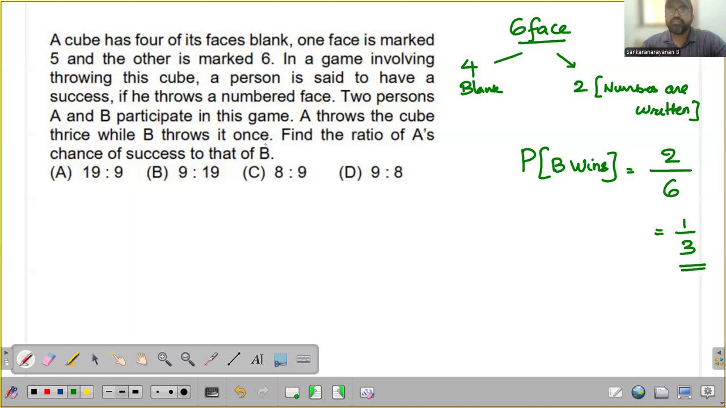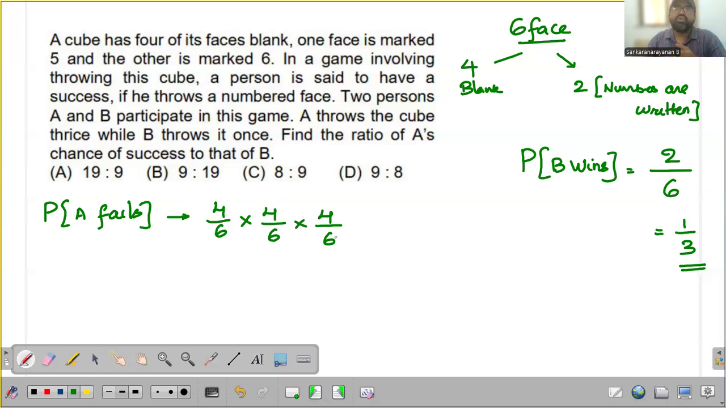Now in the same way, let us consider the probability of success associated with A. A is making 3 trials, right? So let us consider the probability that A fails in all the attempts. It is nothing but 4 upon 6 into 4 upon 6 into 4 upon 6. Listen carefully. A is rolling the dice thrice. If A sees a blank face, then A fails in the first attempt. That is 4 by 6. Second attempt also he fails, 4 by 6. Third attempt also he fails, 4 by 6. So the probability that A fails in all 3 attempts is 4 by 6 into 4 by 6 into 4 by 6, which is equal to 4 into 4 into 4, which is 64 out of 216.